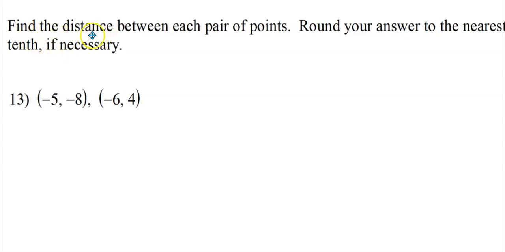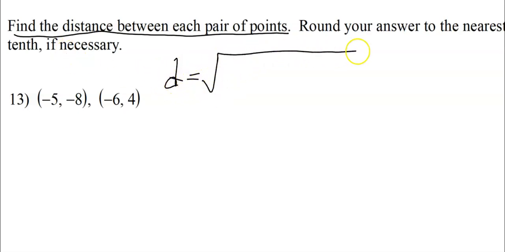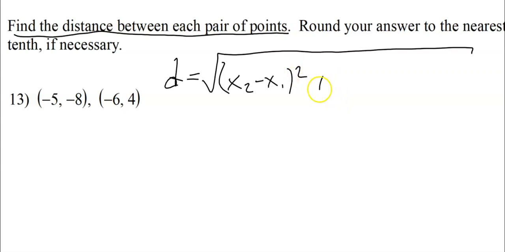Alrighty, now we're going to use the distance formula with some of these problems. Let's find the distance. So we're now going to find the distance between the pair of points. Round your answers to the nearest tenth if needed. So we're going to find distance. That's the distance formula. Distance is the square root of x2 minus x1, second x minus first x, square that difference, plus second y minus first y, square that difference.